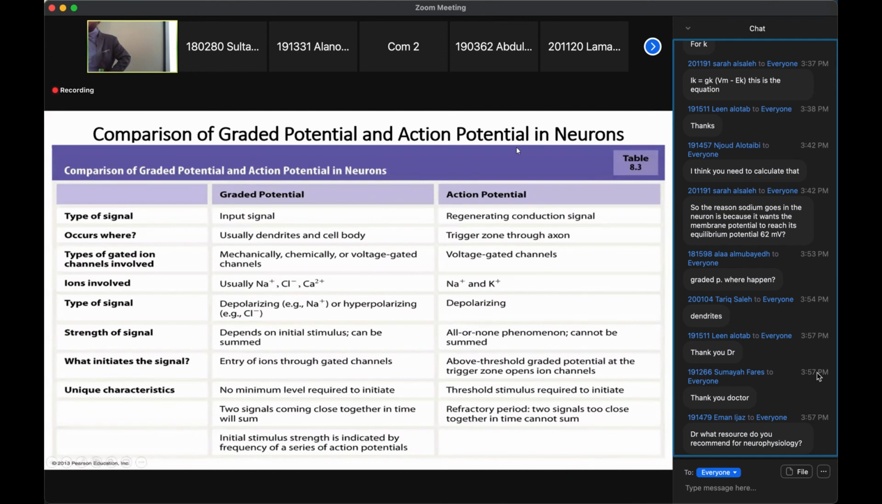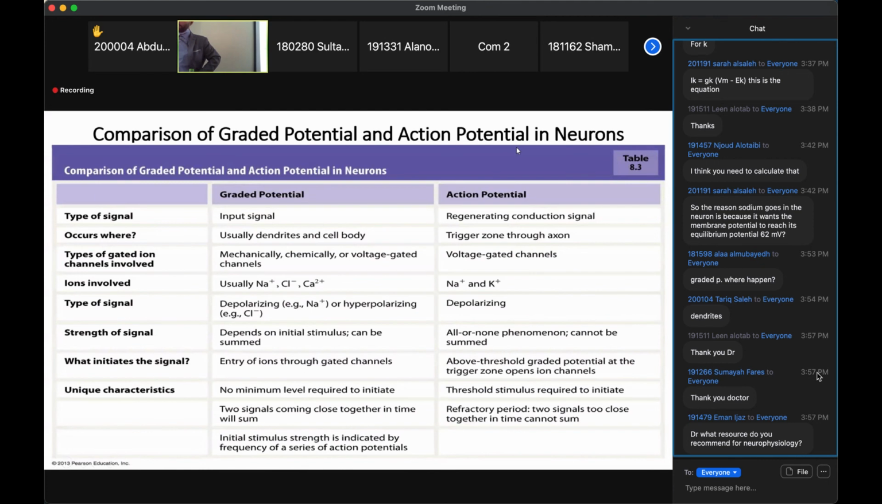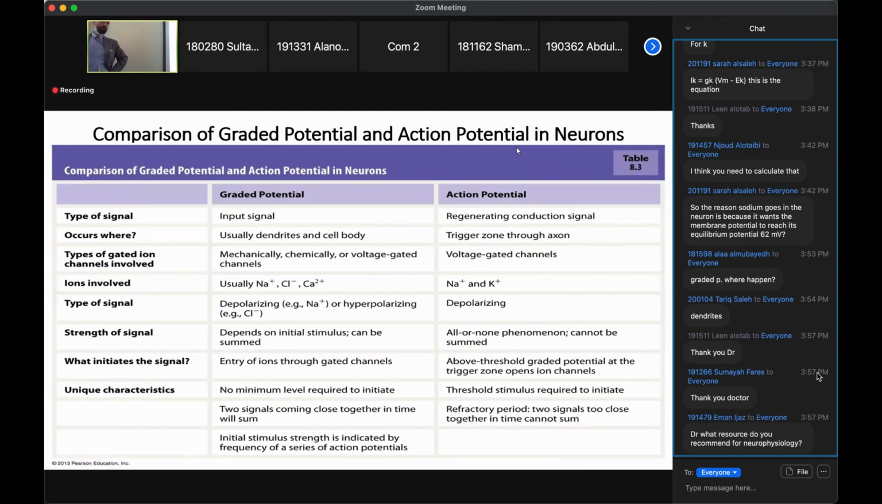For neurophysiology, maybe verbs. I recommend verb. Yeah, so the reason sodium goes to the neuron is because it has a huge ionic driving force that will take it to its equilibrium position. So, did you answer the question? Yeah, this is the question.